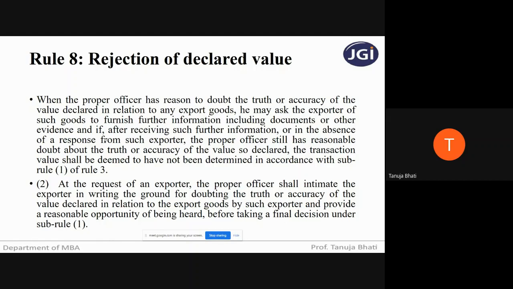Being a proper officer, you have to give reasons for why you have rejected the value. What are the reasons for rejection of the value? Only after the exporter is heard can final decisions be taken. So the proper officer cannot just reject any value. He has to give reasoning in writing and give the exporter an opportunity to be heard, and then only he can reject the value. So this was rule number 8, that is rejection of declared value.